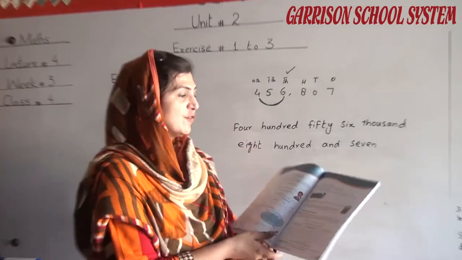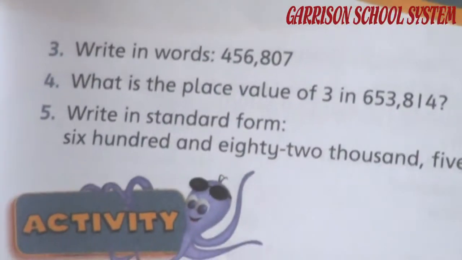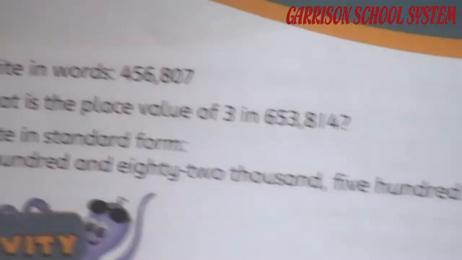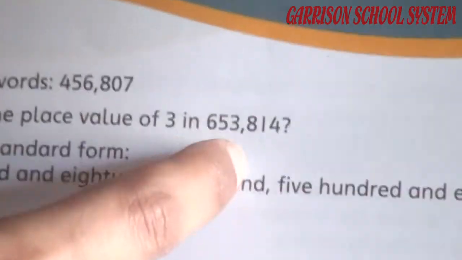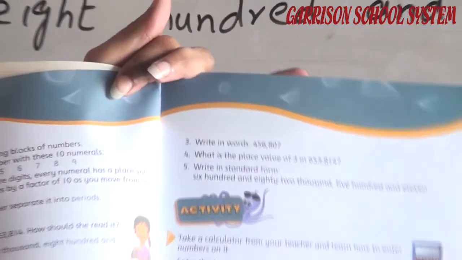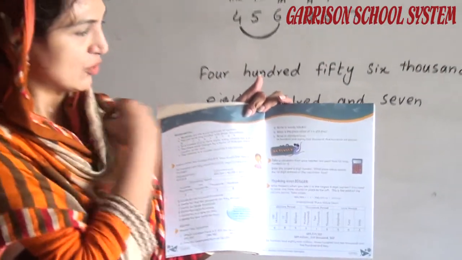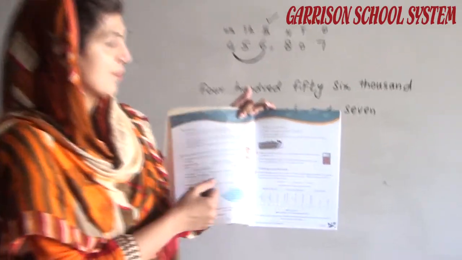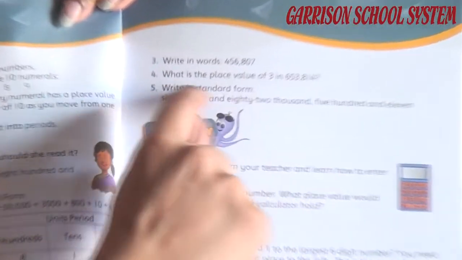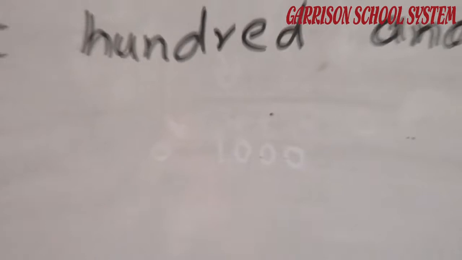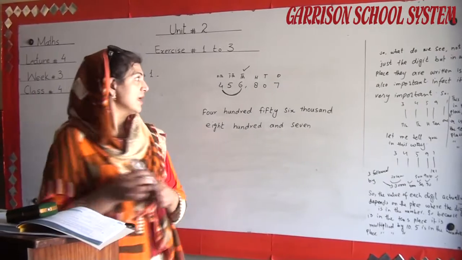Question number 4 is, what is the place value of 3 in 653,814? So students, I have already explained the topic of place value, so you can do this question by yourself. Next question, write in standard form. Students, this is the standard form. So let me explain standard form.